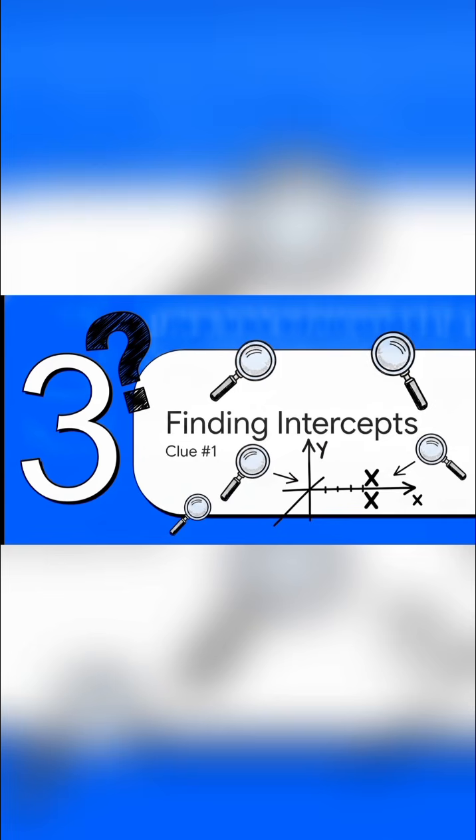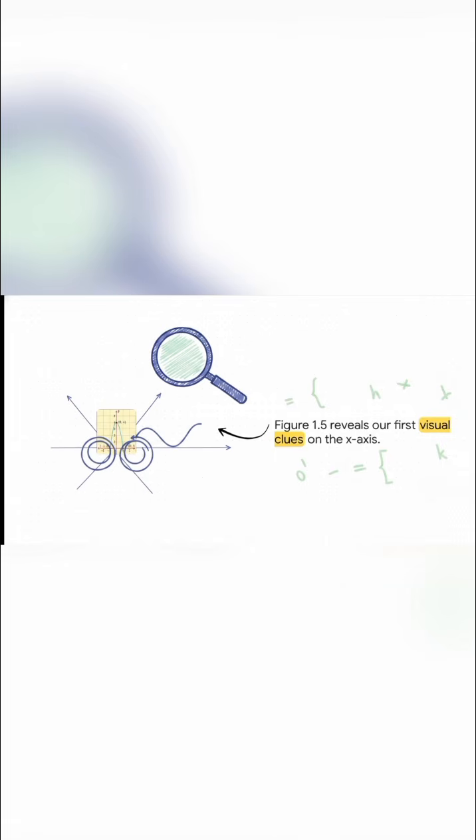Clue 1. Finding intercepts. Let's dive right into a real case file from example 3 to gather our first set of clues. Look closely at exactly where this blue, upside-down curve actually crosses the horizontal line, the x-axis. You can clearly see it hits at two distinct locations, at -1 and at +1. Now, these aren't just random dots. They are our h and k values literally hiding in plain sight.